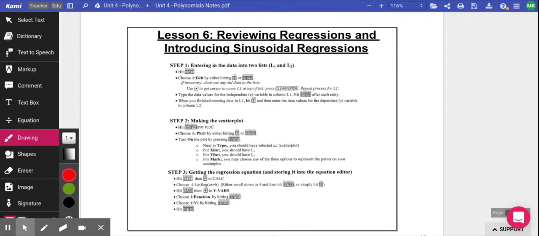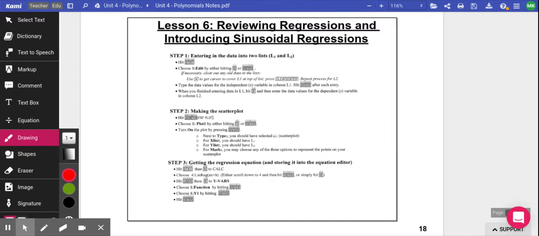So let's get started. This first slide is basically just a reminder of how to do regressions and the review steps. We've done lots of regression lessons, so I'm actually not going to do the regressions. I'm just going to fill in the answers for you and talk about the questions.